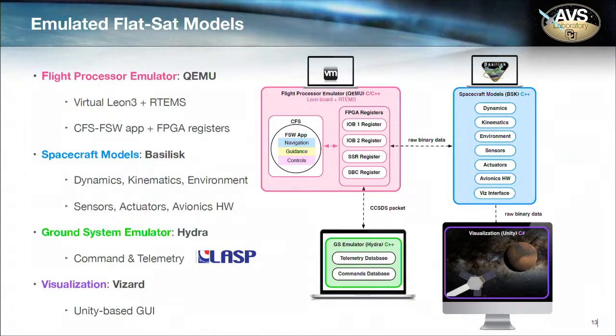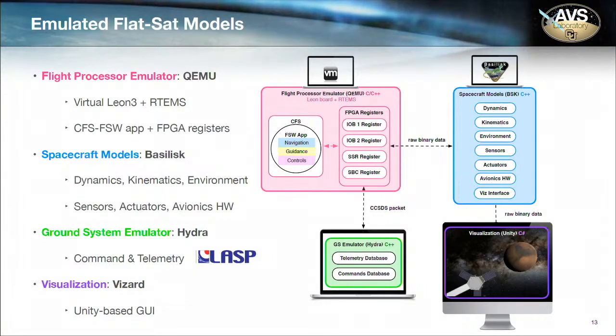The spacecraft physical simulation we use is Basilisk, which handles dynamics, kinematics, and environment, but also models sensors, actuators, and complex avionics hardware. The ground system emulator we use is a LASP in-house model named Hydra, which contains the command and telemetry databases for this mission. And the visualization is an open source GUI that is available together with Basilisk.